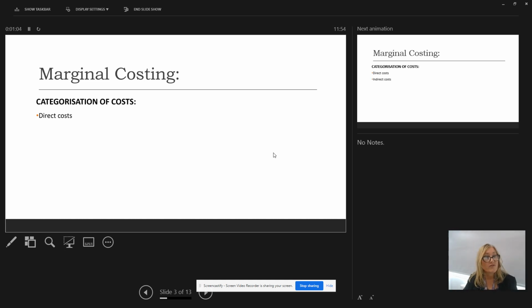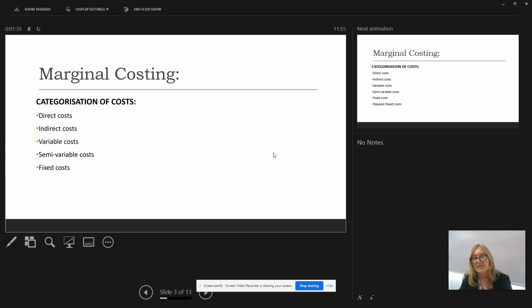So marginal costing, quite wide-ranging. You need to be able to categorise costs. So direct costs, those that are directly involved with the manufacture of a product. Indirect costs are not directly attributed to manufacturing. Variable costs, those that rise directly in line with output. Semi-variable costs, those that contain an element of fixed and variable cost. Fixed costs, those that don't rise in line with output.